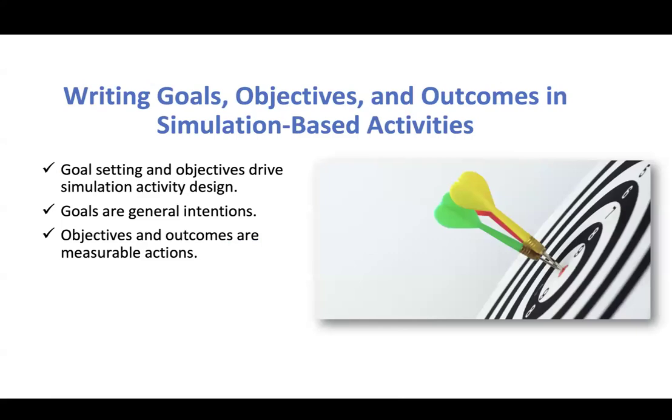Writing goals, objectives, and outcomes in simulation-based activities. Goals are broad and lead the general direction of the project. Objectives are specific and measurable and set the stage for what is to be experienced. They help educators prioritize and set the content. Outcomes are measurable results of what the learners will achieve in their practice at the conclusion of the simulation activity.